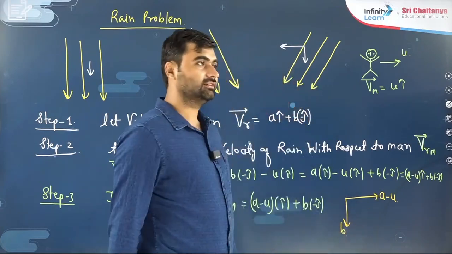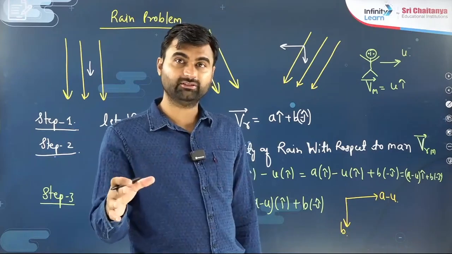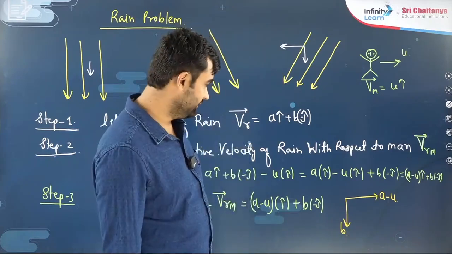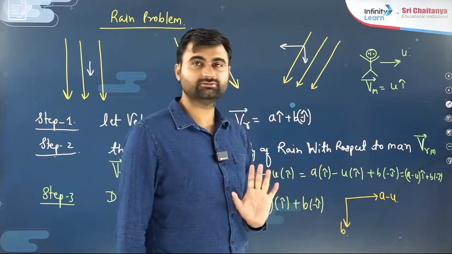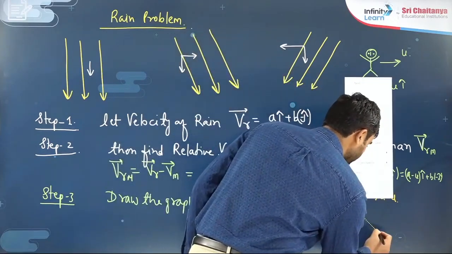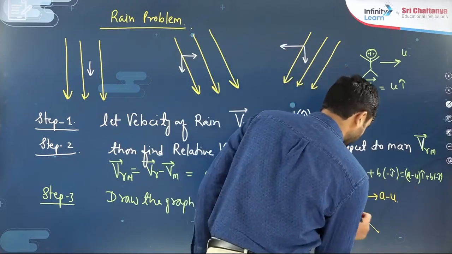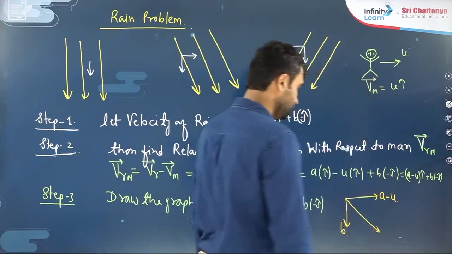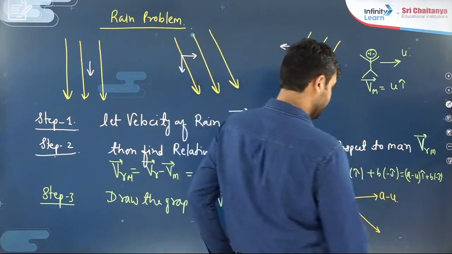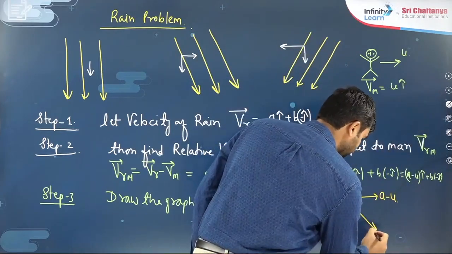Now how will rain fall on the man? Ultimately the resultant of both. So the resultant of both is this one. So this is VRM. This is VRM.